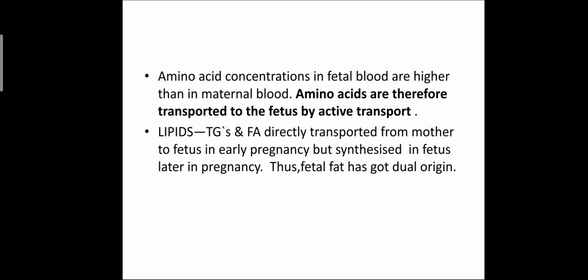Amino acid concentration in the fetal blood is higher than in the maternal blood. Amino acids are therefore transported to the fetus by active transport. Lipids, triglycerides and fatty acids are directly transported from the mother to the fetus in early pregnancy, but synthesized in the fetus later in pregnancy. Thus the fetal fat has a dual origin.